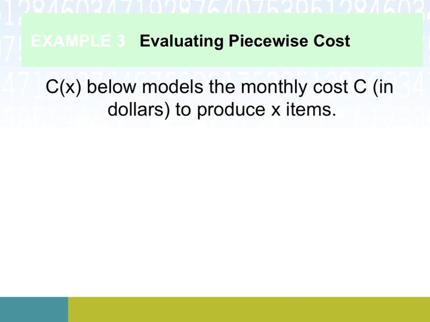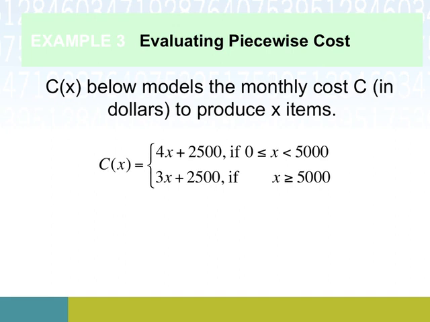So just to throw some notation on it, we're going to call monthly cost C, and we're going to say we produced x items. There's our input. It looks kind of complicated, but let's break this down. Here's our piecewise-defined function. Again, it's one function with multiple rules that determine what goes on. So cost as a function of x is, here's our bracket notation, 4 times x.